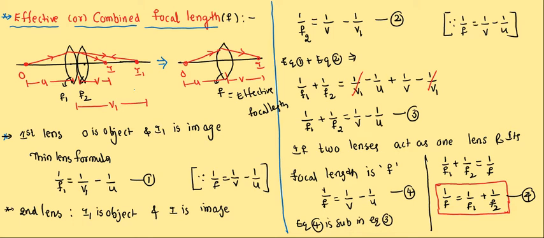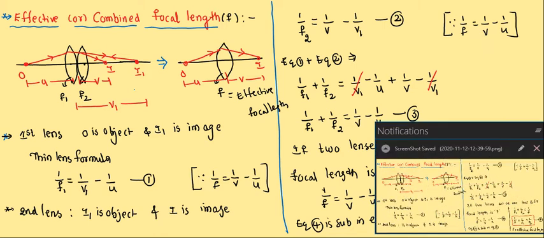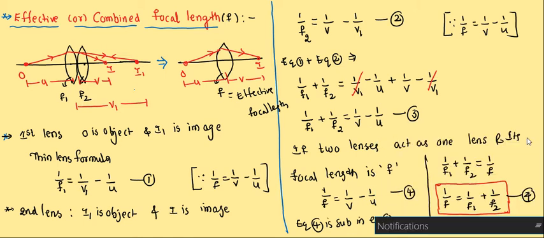If you want to write the effective focal length formula here, what is f? F is the effective focal length, that means the total or combined focal length. In the next continuation, take a screenshot and note it. I'm going to explain the continuation of that.